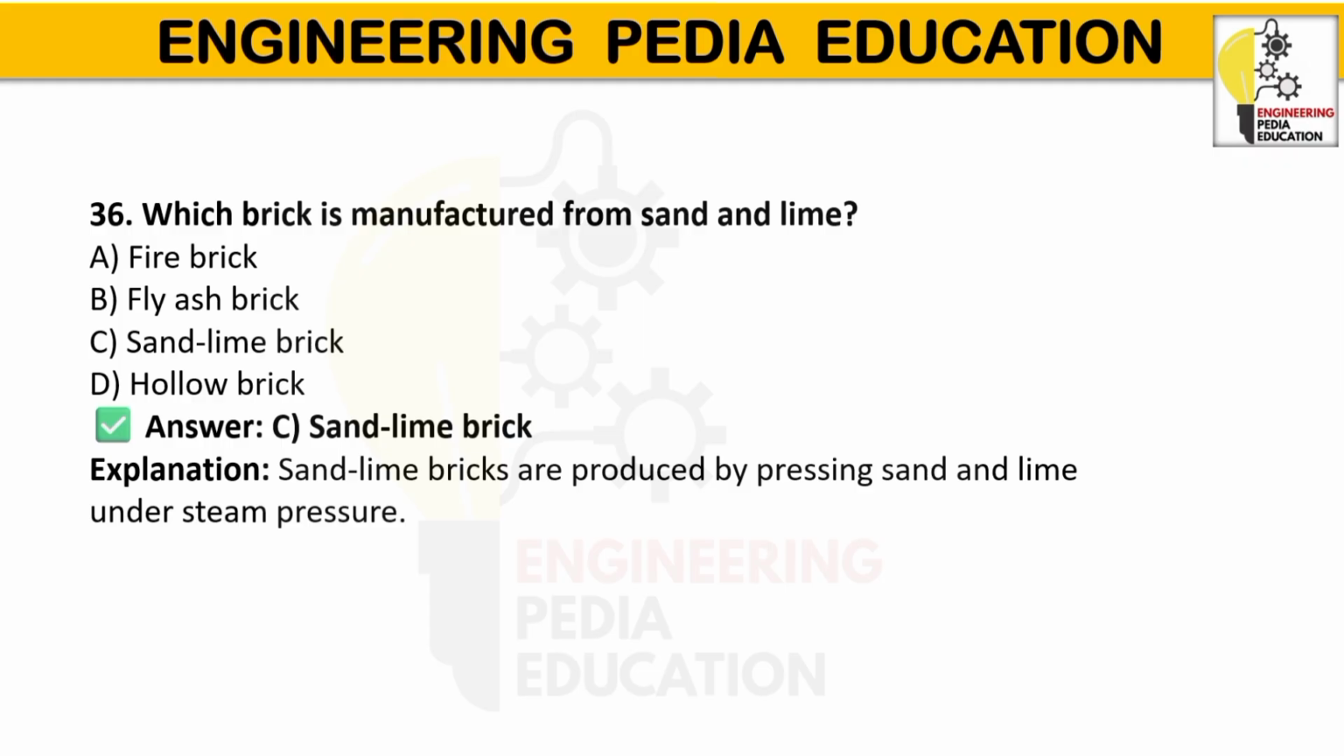Sand lime brick composition is approximately 88% to 92% sand and 8% to 12% lime. It is manufactured by mixing sand and lime, pressing into a mold and curing in an autoclave under steam pressure. Color is usually white, grey or light color. Advantages: uniform shape and size, smooth finish, good strength and durability, good sound insulation. Used in masonry wall, decorative and facing work. It can be used for load bearing and non-load bearing structure. Sand lime bricks are also called calcium silicate brick.